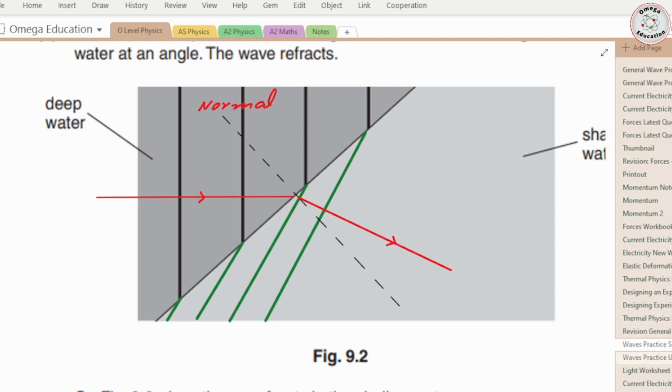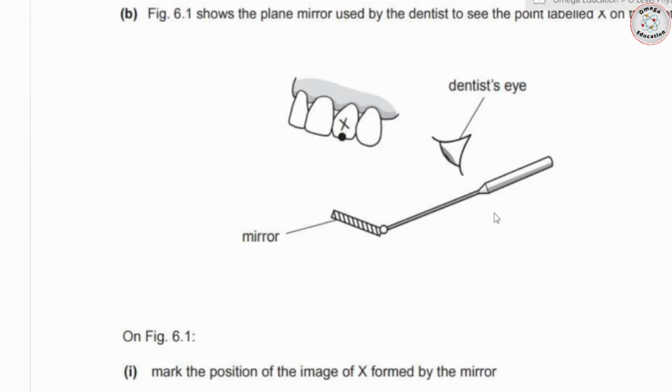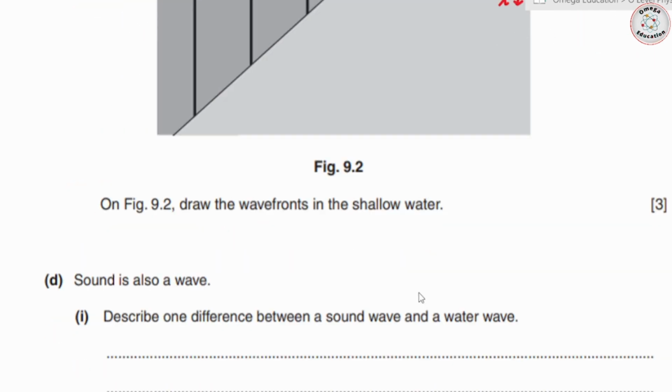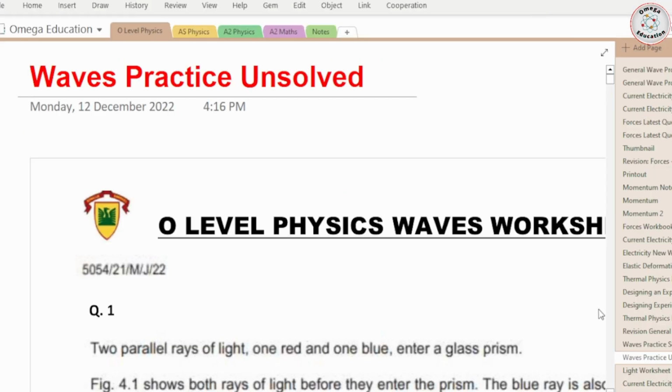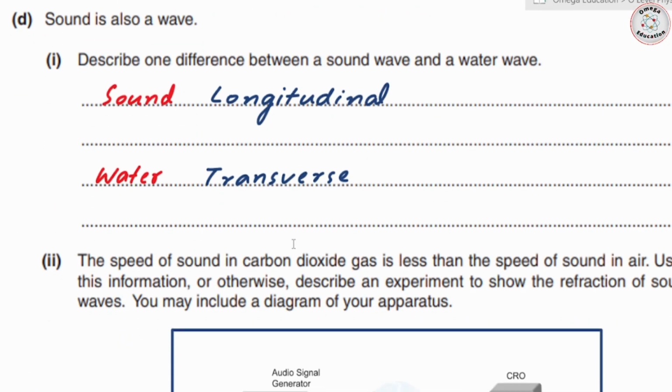Moving on to the next one. Sound wave is also a wave. Describe what is the difference between sound wave and water wave. Alright, so that's an easy one. Sound wave is a longitudinal wave, and water wave is a transverse wave.